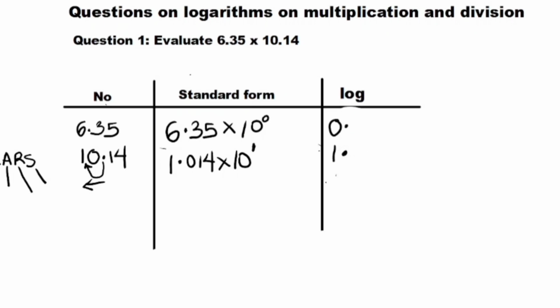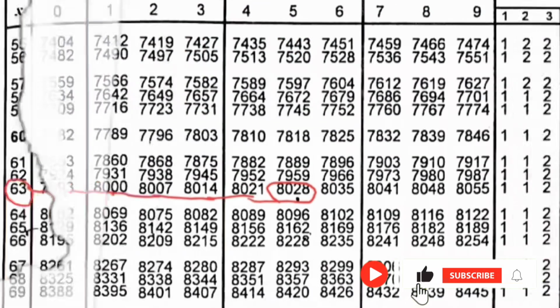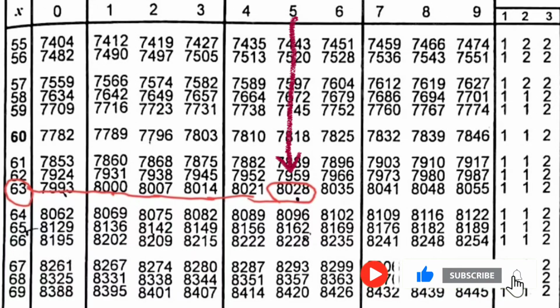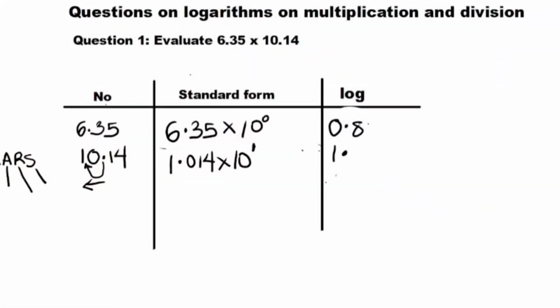Very simple. Having done that, we'll go straight to our logarithm table, our logarithm chart. We'll look at what is log 63 under 5. And I've done that for you. You can see that on your screen there. Log 63 under 5 is 8028.